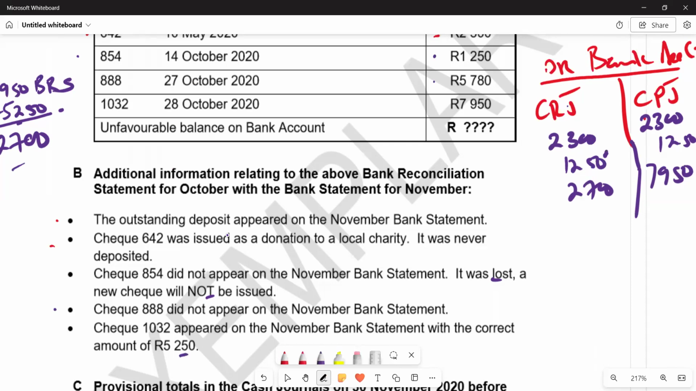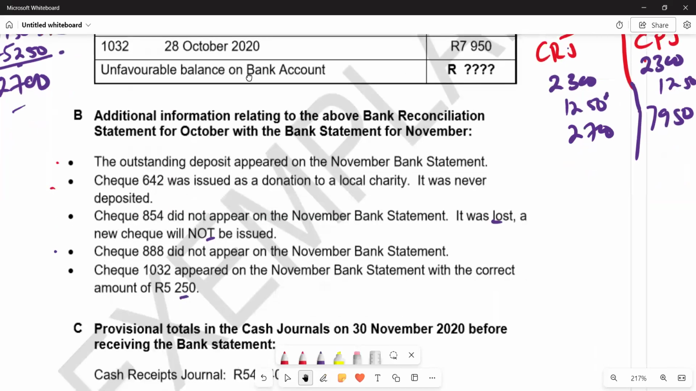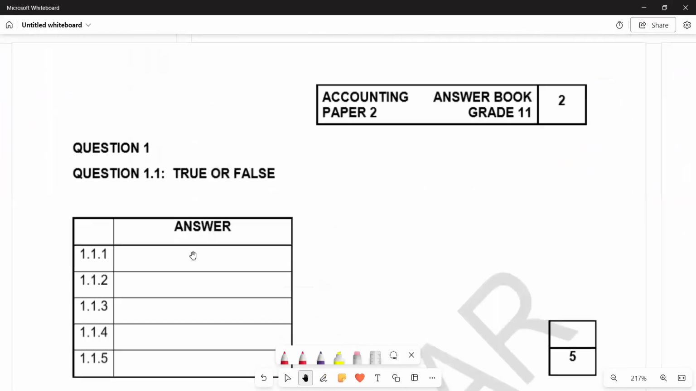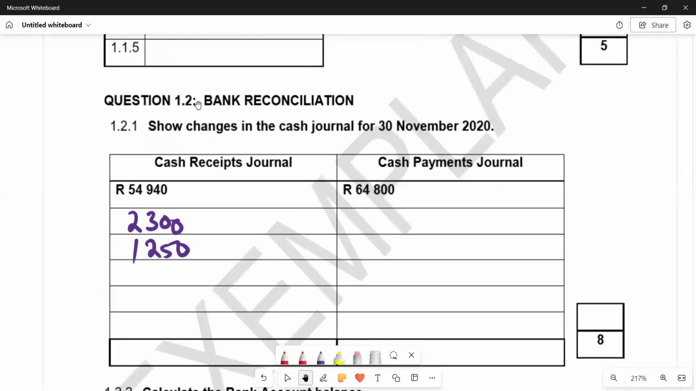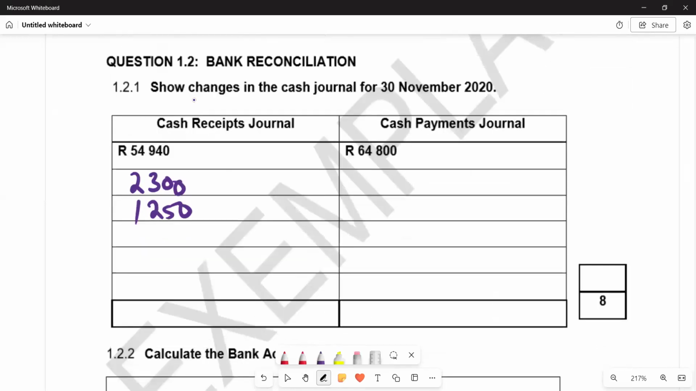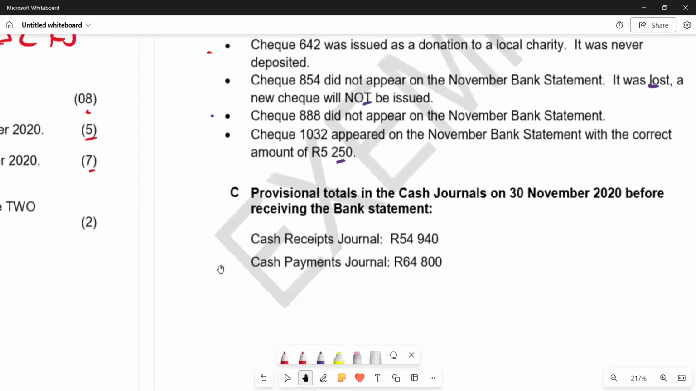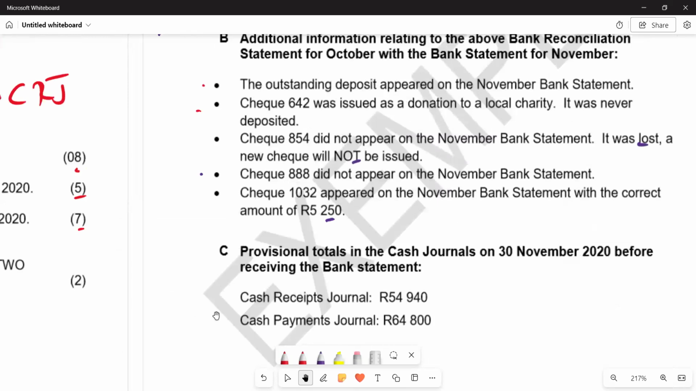The correct amount is 5,250 on the bank statement. So by debiting, we're entering under cash receipt journal. So we go there again and put under cash receipt journal 2,700. So here we are saying under cash receipt journal, we are using again 2,700. Then we can go back again to see what else we have according to the question which needs to be done. So we are done with information B. Then we go to C.